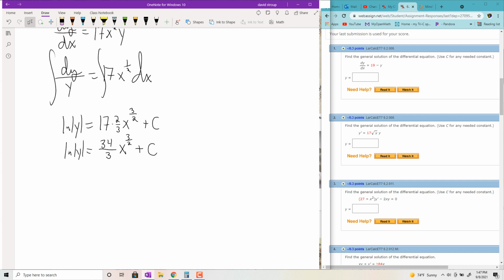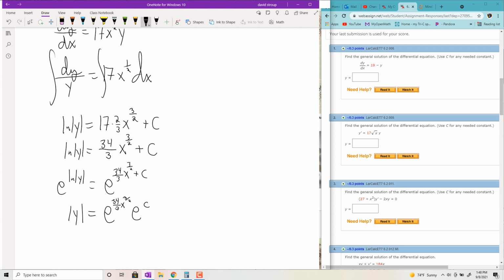And what we're going to do is exponentiate both sides. Okay, so I'll have e, and let me just write it out just for the sake of instruction. I have e to the ln of the absolute value of y. On the right, I have e to the 34/3 x to the 3/2 plus c. On the left here now, the e and the ln are inverse functions of each other, so they'll cancel each other out, and you'll just be left with the absolute value of y. On the right, I'm going to rewrite it using one of our exponent rules. So I can rewrite this as e to the 34/3 x to the 3/2 times e to the c.